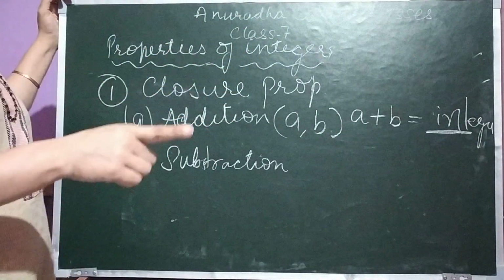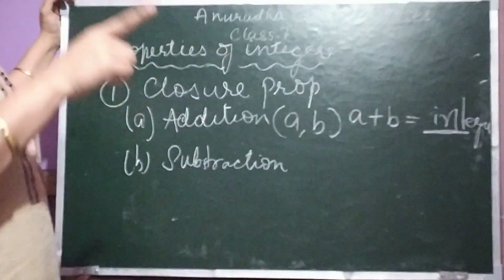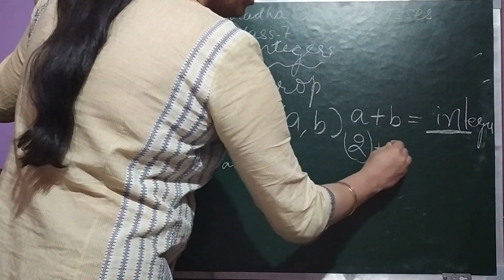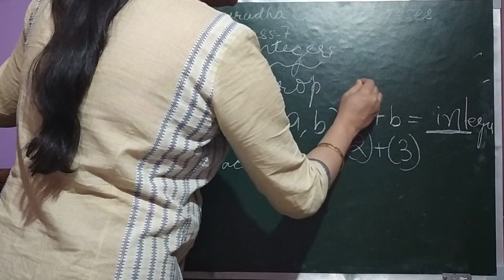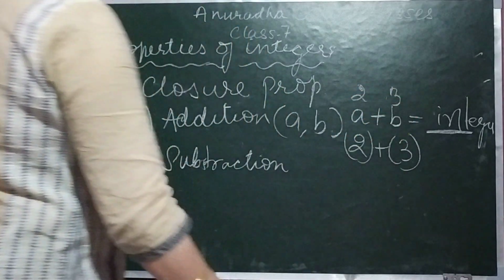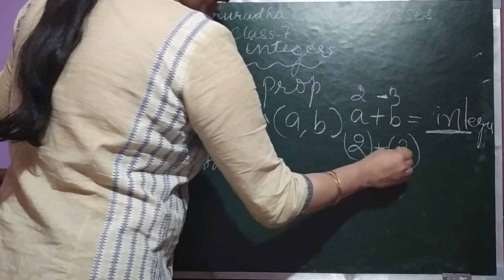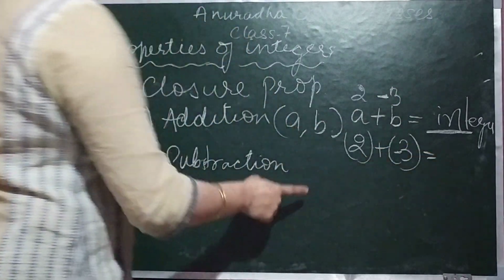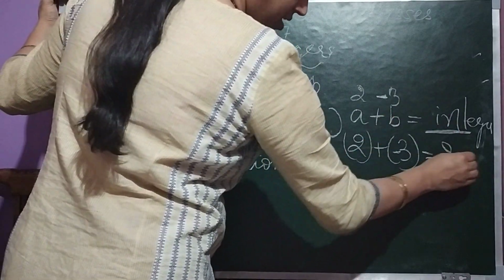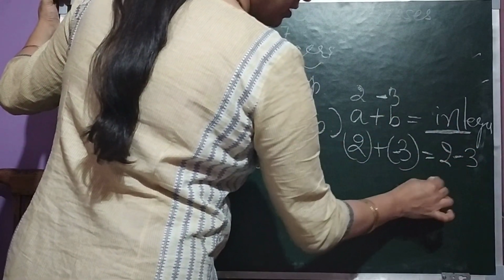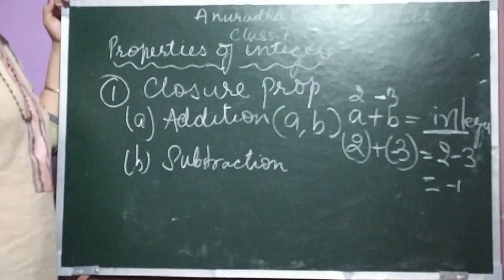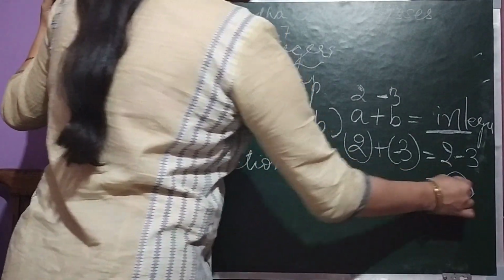Whatever sum we will get, that will always be an integer. Suppose we have taken 2 plus 3. Suppose A is 2 and B is 3. Take it minus 3. What answer will you get? Say 2. Plus into minus is what? Yes, very nice, it is minus 3. So 2 minus 3 is minus 1. Is it clear to you? Minus 1 is an integer.